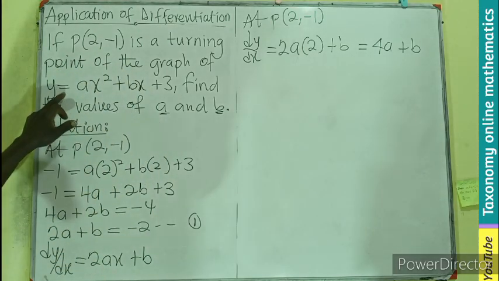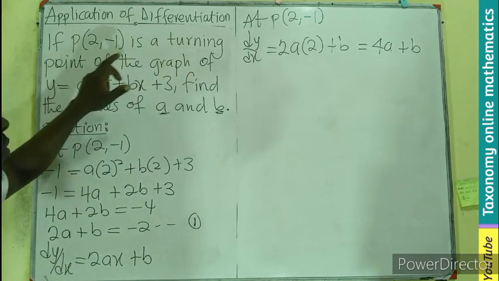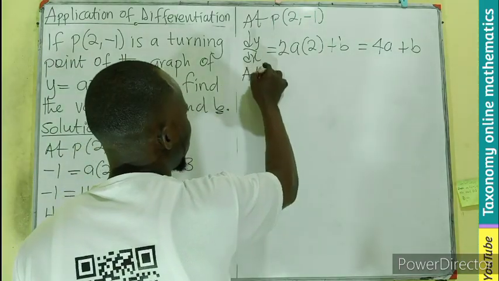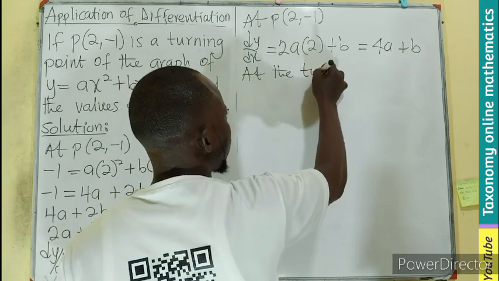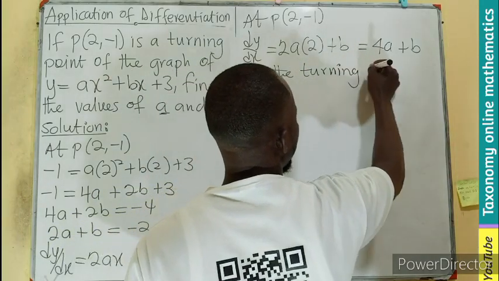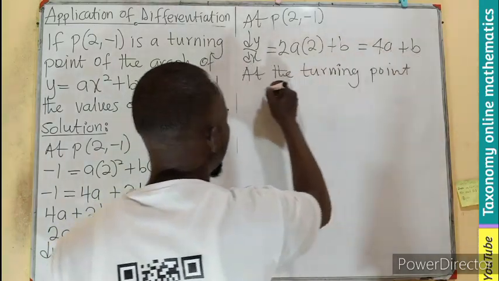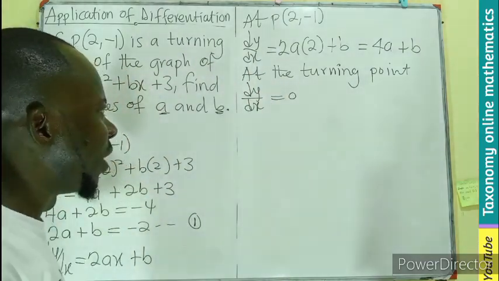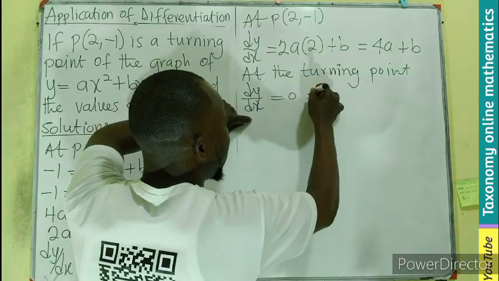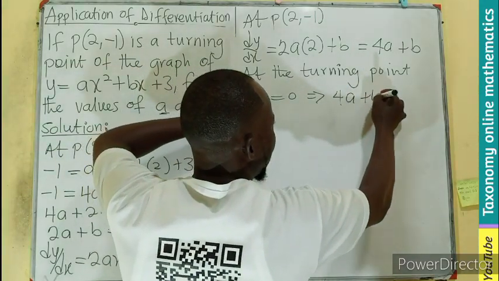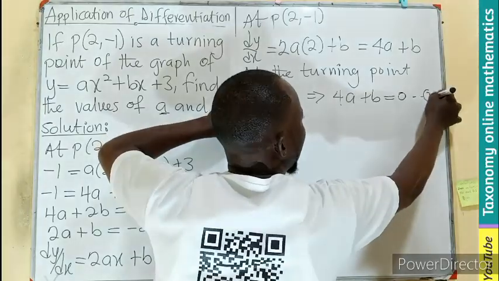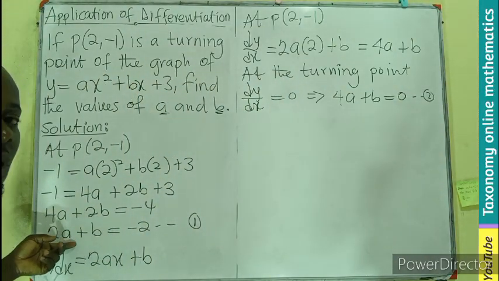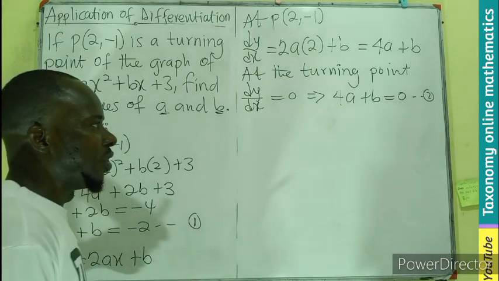So we can see that we are talking about a turning point. So at the turning point, dy/dx will be 0. So at the turning point, dy/dx is 0, meaning this implies 4a plus b will give us 0. So that's the second equation. So you can see there are two equations involving two unknown variables, so we solve them simultaneously.